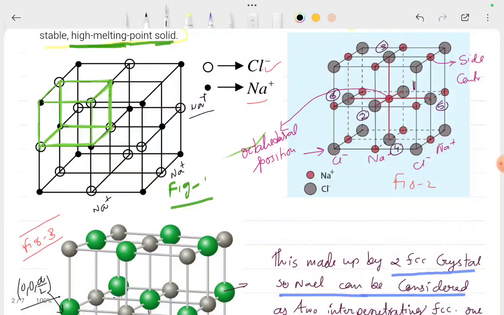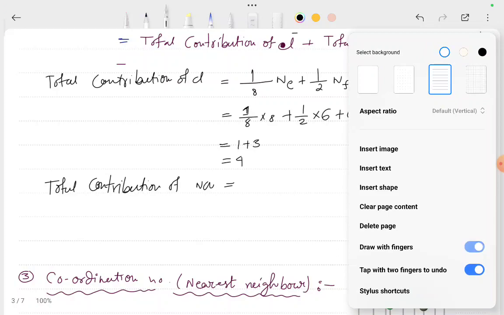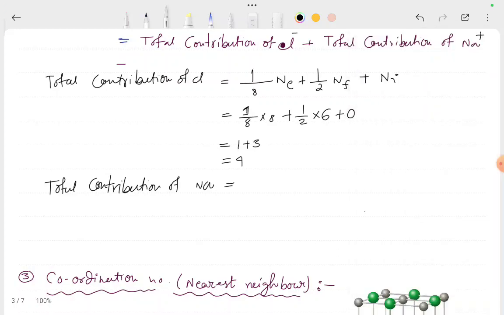Na plus ions have two positions. One is the side central positions. For side central positions, there are 4 sides, and the number of atoms is actually 12, right? Because there are 6 faces, and if you consider each face, there are only 2 atoms contributing. For each face there is only 2 atoms contribute here.